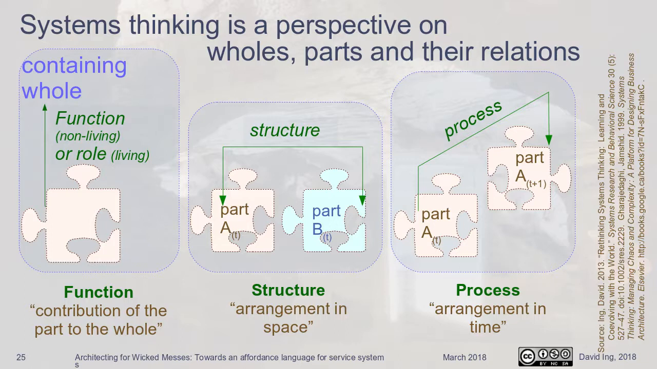Structure is an arrangement in space. So you have two parts, and they can be arranged in certain ways. Process is an arrangement in time. So there's the cleanest definition of these basic systems ideas. Skill testing question: which comes first, structure or process?